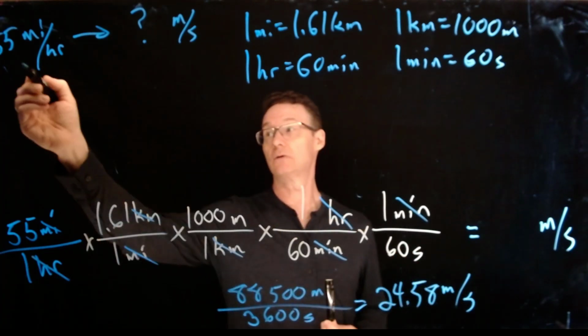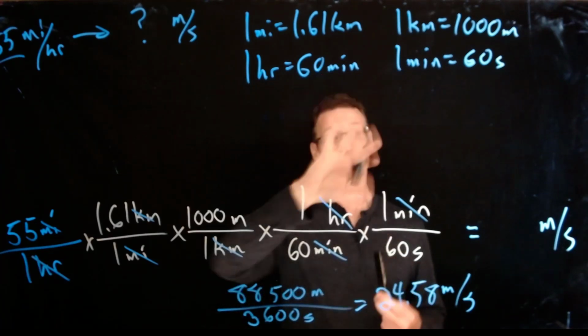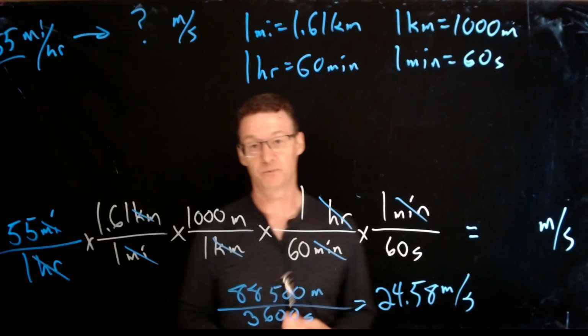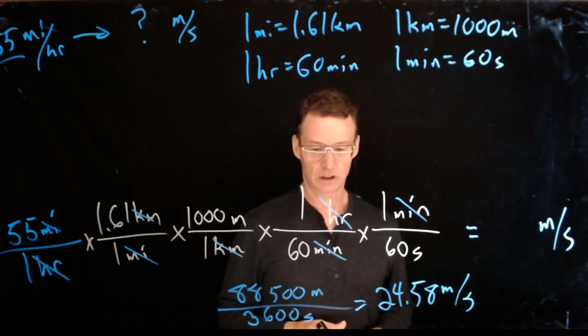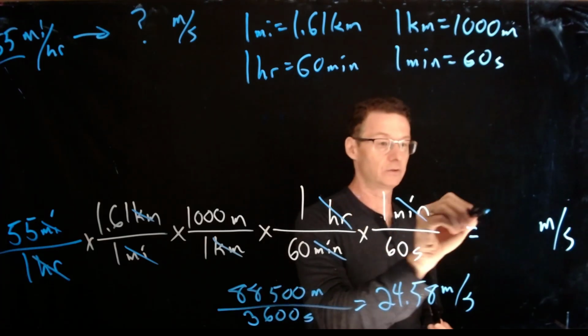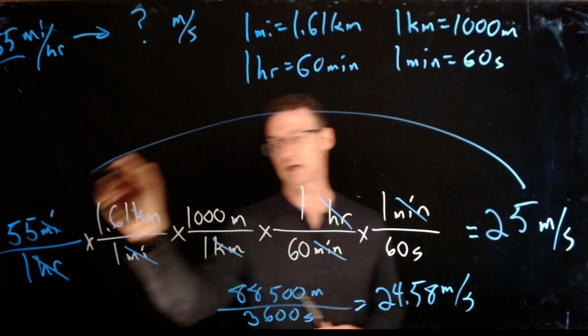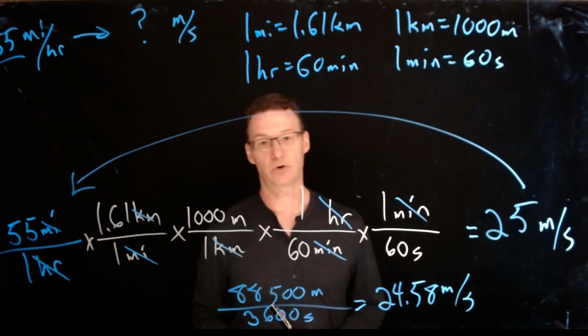But going back to our significant figures, we started with 55 miles. All the others are conversion factors, which don't go into the rounding consideration. So that's 2 significant figures, so I'm going to round this to 25 meters per second. 25 meters per second is equal to 55 miles per hour.